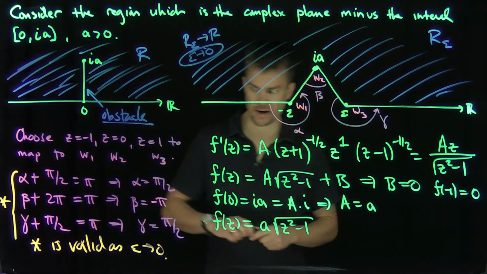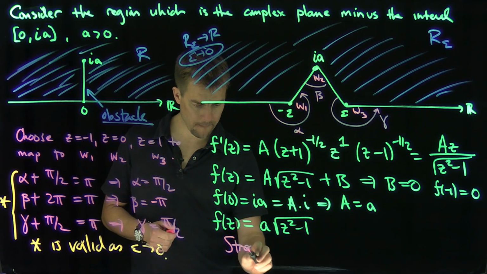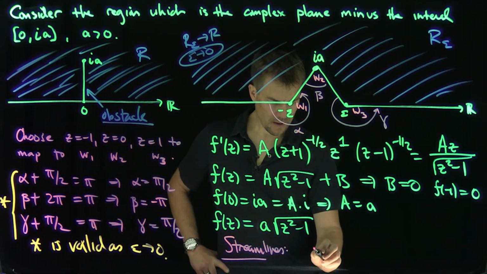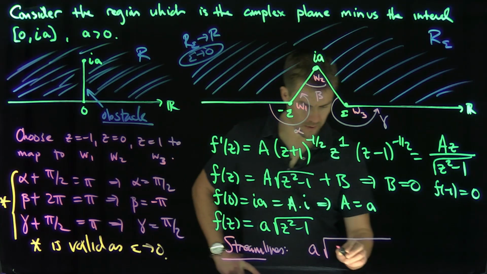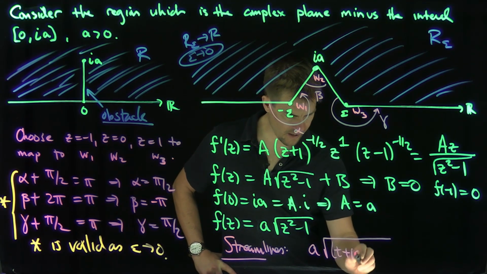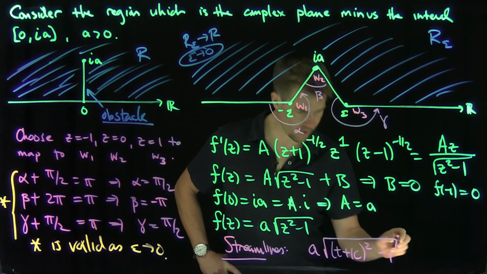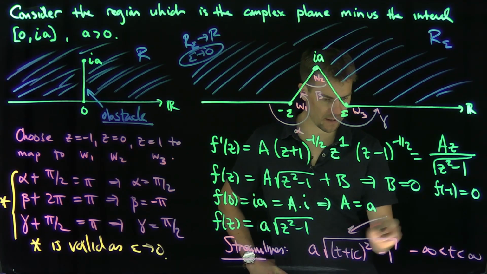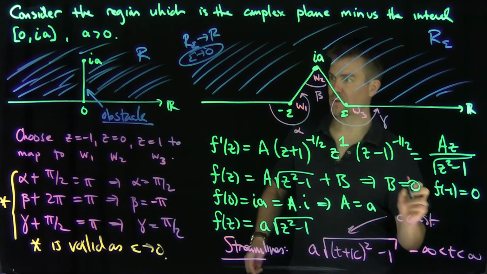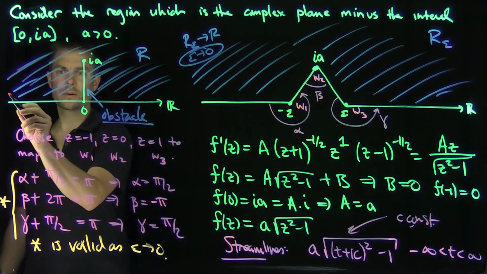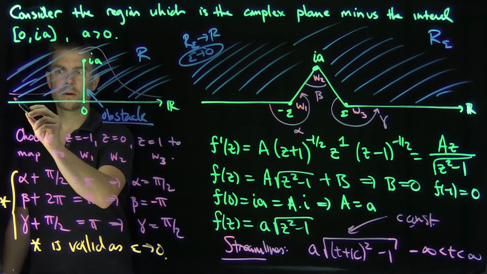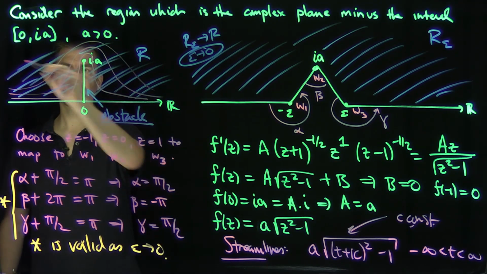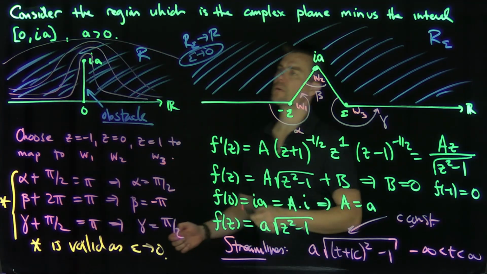And now let's find the streamlines. The streamlines are going to be a square root of t plus ic squared minus 1, where t goes between negative infinity and infinity, and c is a constant. So now we have our streamlines. Our streamlines look like this. The closer they get, the more quickly they go over. You get farther away, you go further up like that. So that's how you avoid this obstacle over here.